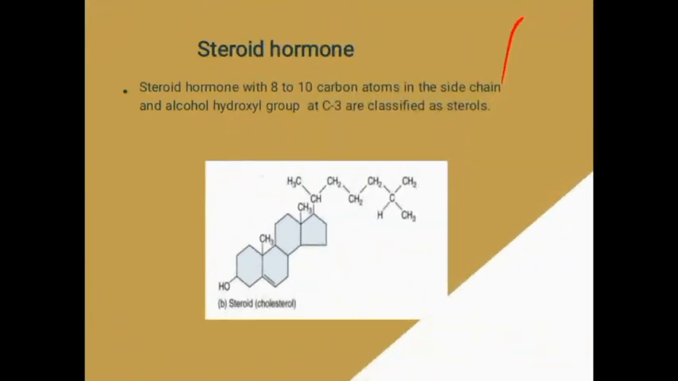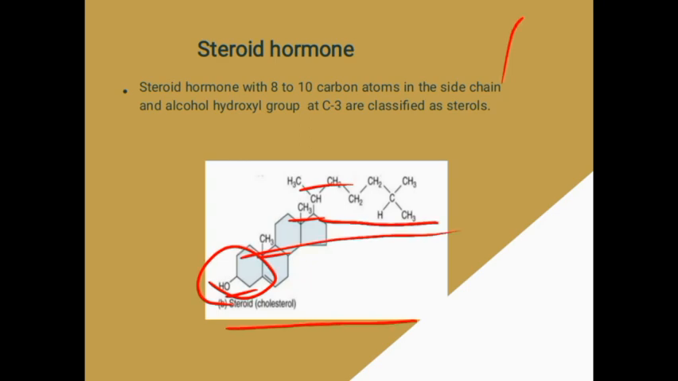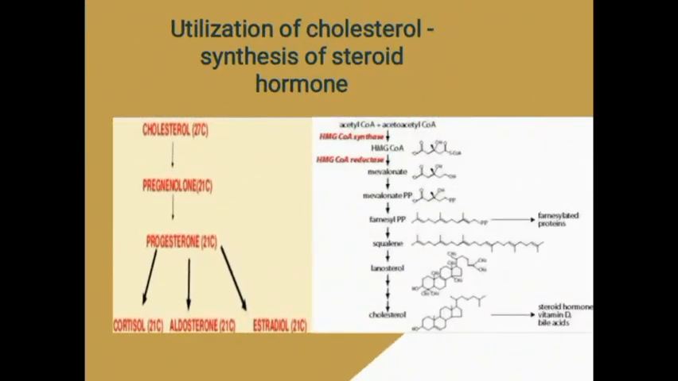Next, steroid hormones. Steroids with 8 to 10 carbon atoms in the side chain and an alcohol hydroxyl group at C3 are classified as sterols. You can see 8 to 10 carbons and the OH or alcohol hydroxyl group at the C3 carbon. This is a steroid hormone, or steroid structure.